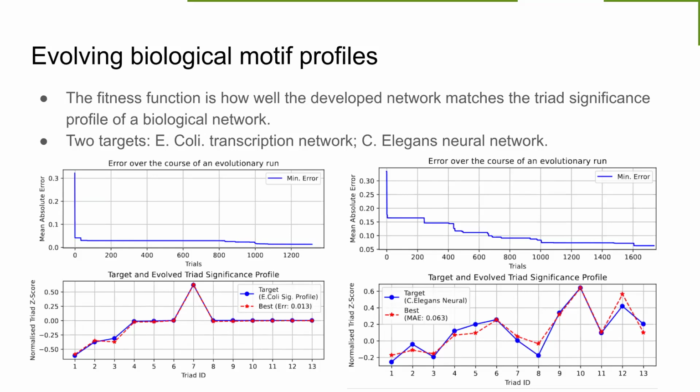On the left, the target TSP is the E. coli transcription network that I showed earlier, and the evolution finds that very quickly. On the bottom, you can see the target significance profile in blue and the best evolved network in red. And then on the right, we've got the C. elegans neural network, which takes a little bit longer to find, but gets there eventually.